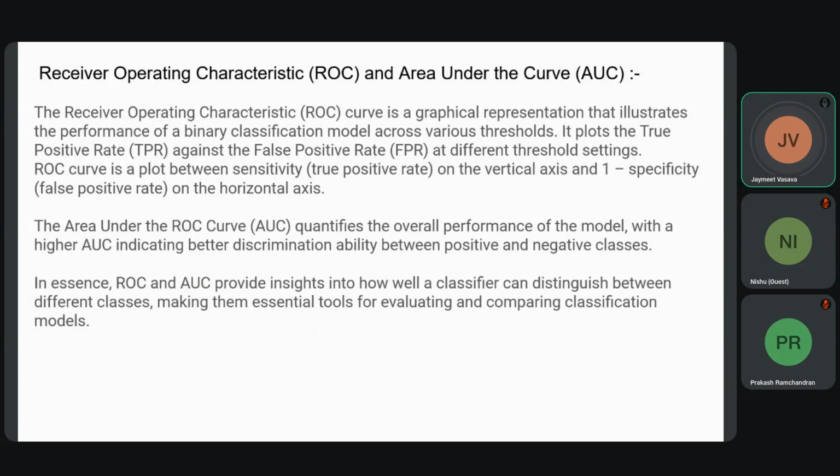And the area under the ROC curve quantifies the overall performance of the model, where a higher AUC indicates better discrimination ability between the positive and the negative classes. So in essence, ROC and AUC provide insights into how well a classifier can distinguish between different classes, making them essential tools for evaluating and comparing classification models.